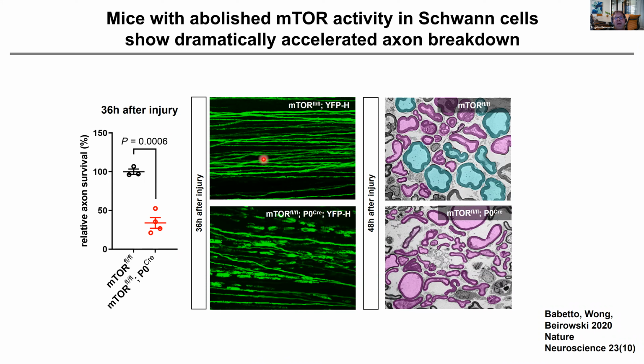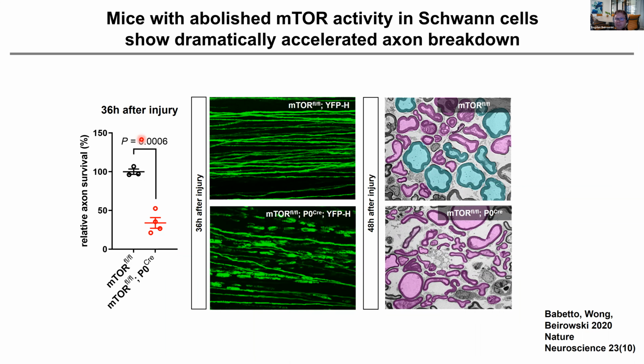So we labeled axons in these mTOR conditional mutants genetically in a fluorescent way. In control animals, 36 hours after injury, you still see many axons that are intact, but in mTOR inactivation mutants, you see that axon degeneration is strongly accelerated, so they are fragmented. 48 hours after injury in electron microscopy, you see the same picture. The magenta labeled axons are degenerated axons, and the green axons are still intact. This is quantified here, also 36 hours after injury. So this is totally consistent with our model.